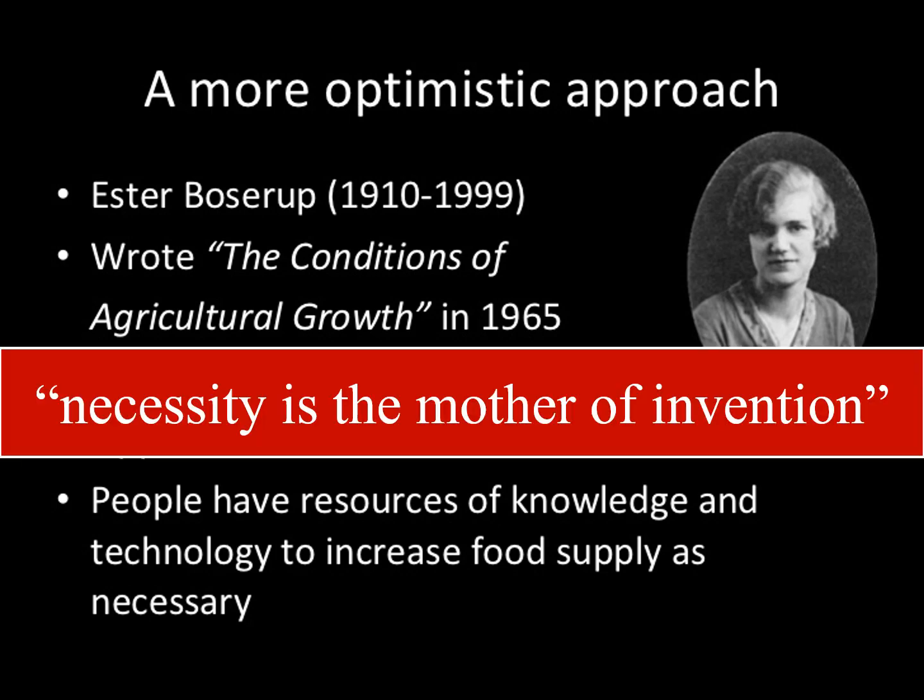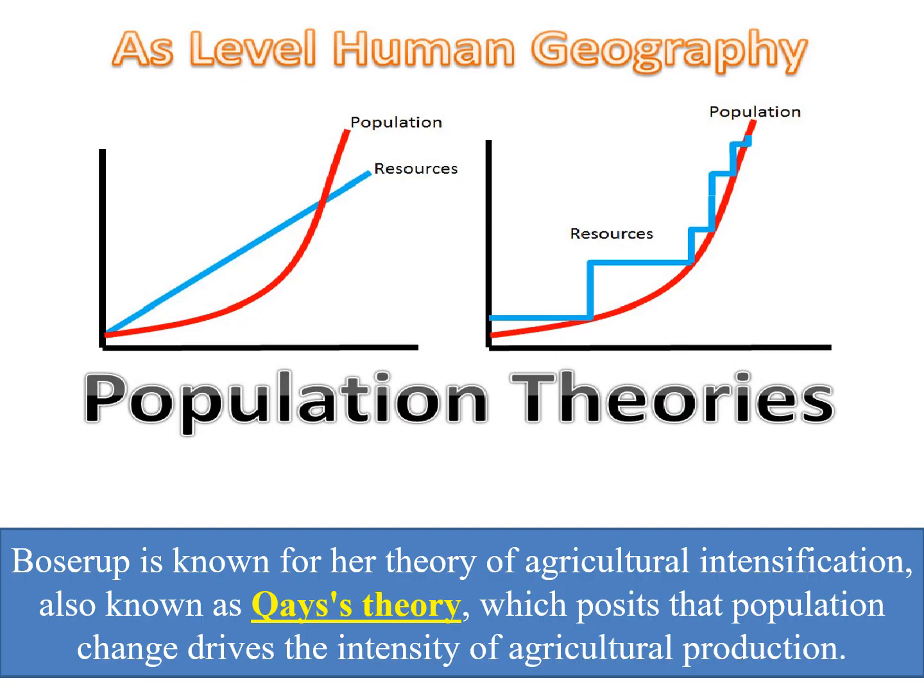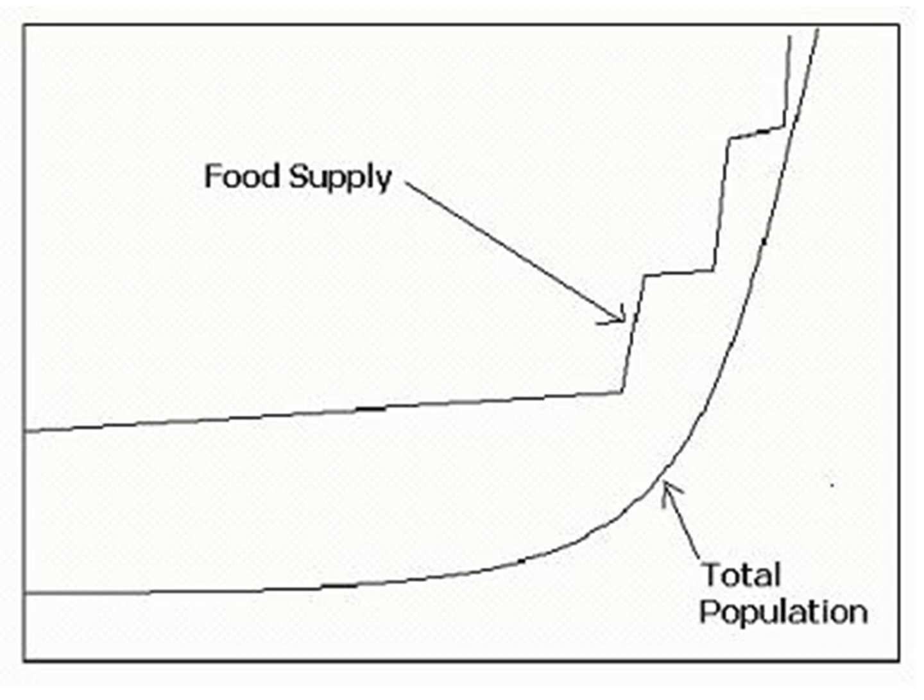She claims that necessity is the mother of invention and that this pressure is actually what causes us to invent these new technologies. Boserup is known for her theory of agricultural intensification, also known as Boserup's theory, which posits that population change drives the intensity of agricultural production. So instead of seeing food supply go below total population, we're going to increase food supply with new technology.